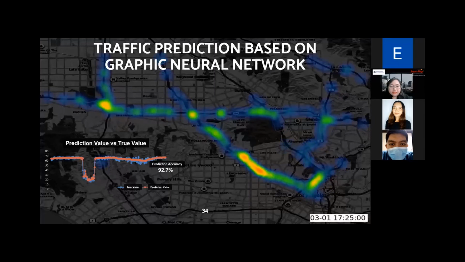This is a case of traffic flow prediction based on a graph neural network. We model the sensor devices all over the road as the nodes and the distances as edges, using 4 months of historical data for training. SuperMap predicted the traffic flow in the next hour at 5-minute intervals. The best approximation can reach 92.7 prediction accuracy.